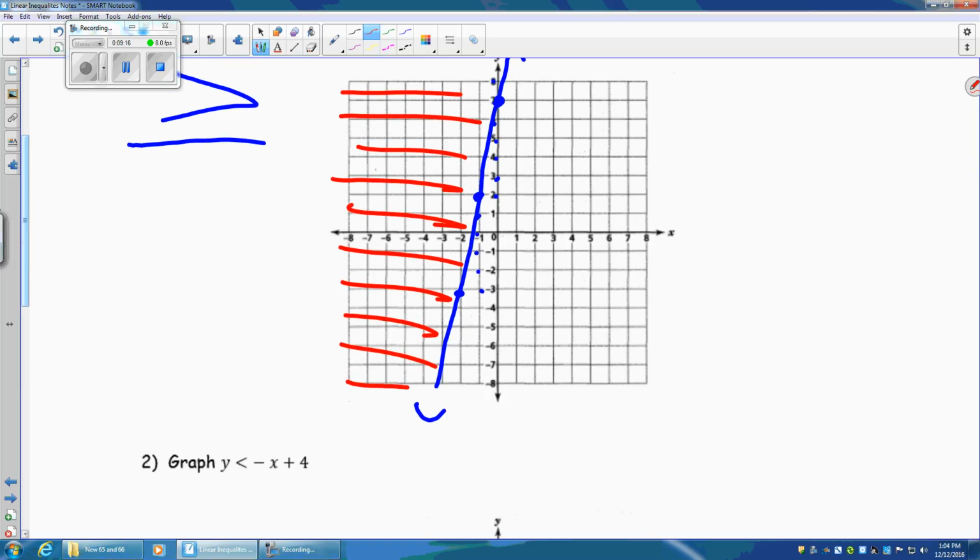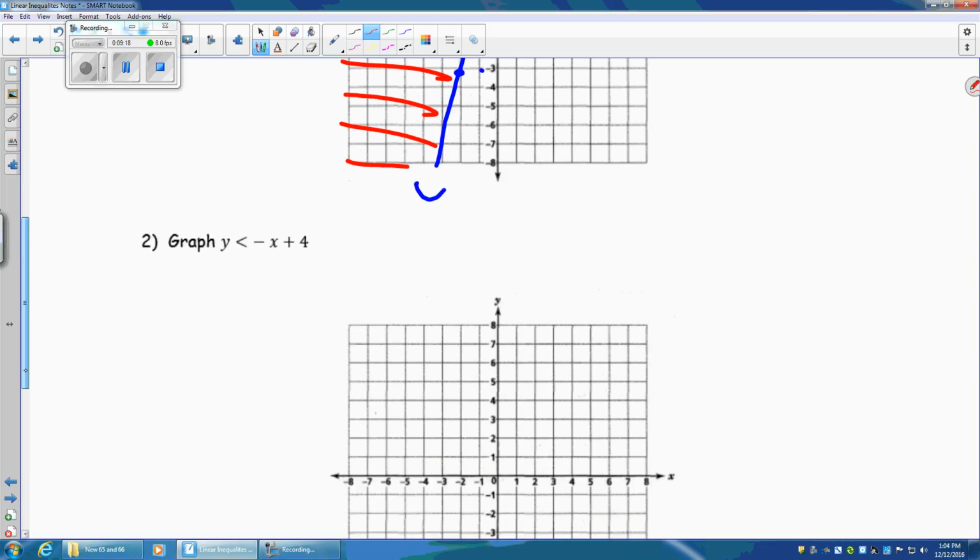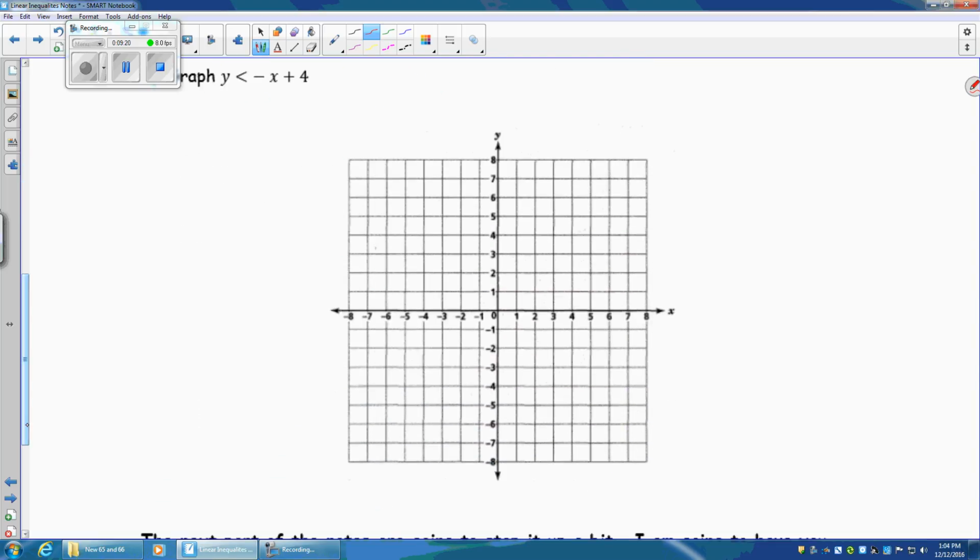Let's take a look at this guy down here. So I'm going to go down on 4. I'm going to go down 1 and over 1. And I'm going to look at my sign. That tells me 2 things. First off, it tells me that it should be dotted.